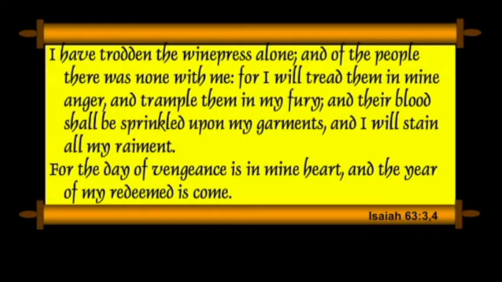But having said all that, let's see what the King James continues here with Isaiah 63, starting verse 3. I have trodden the winepress alone, and of the people there was none with me. For I will tread them in mine anger and trample them in my fury. And their blood shall be sprinkled upon my garments, and I will stain all my raiment. For the day of vengeance is in my heart, and the year of my redeemed has come.